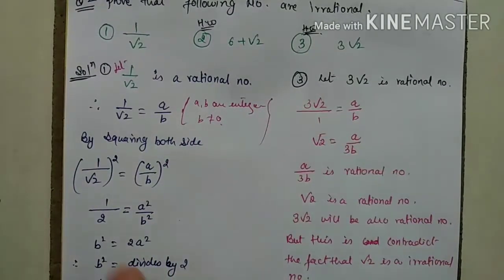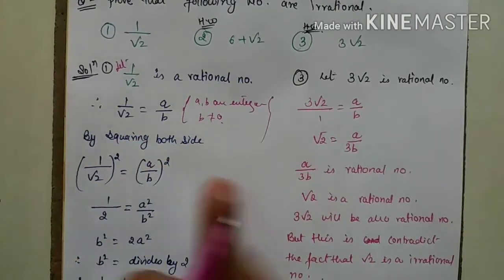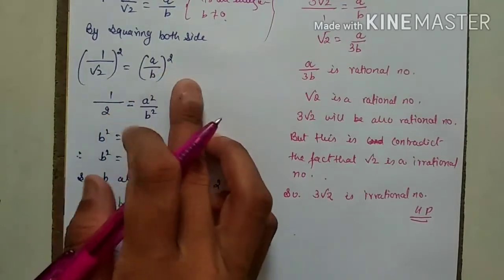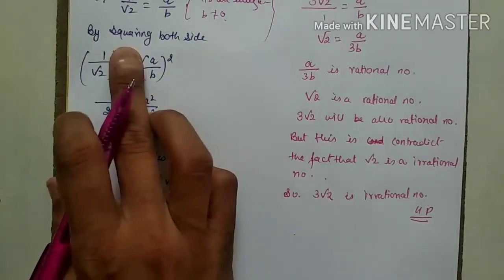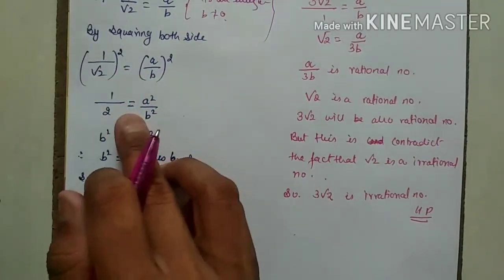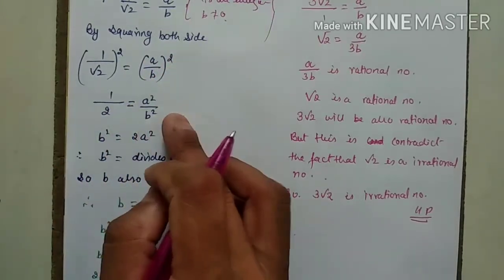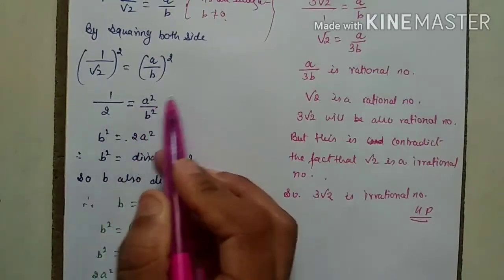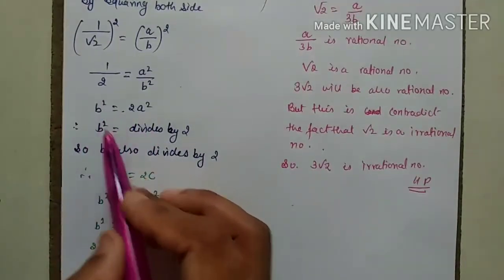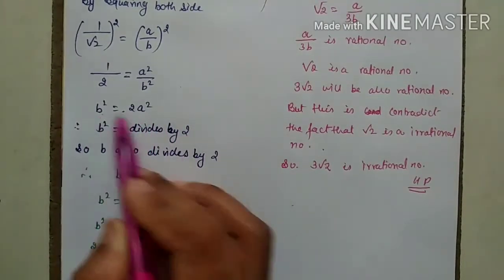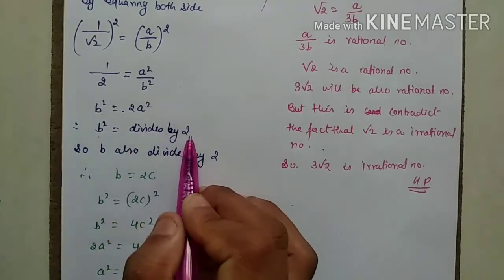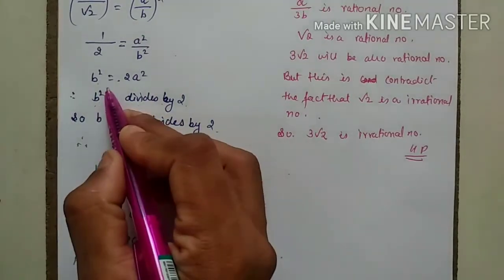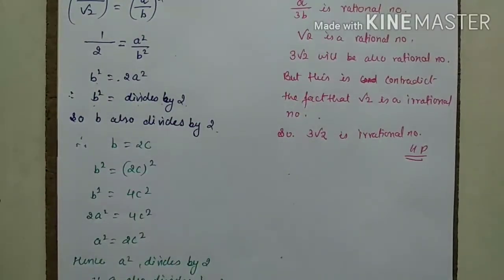Okay, you can write by squaring both sides. I am squaring both sides. What am I getting? 1 by root 2 whole squared equals a by b whole squared. After opening the bracket, 1 squared is 1, root 2 squared is 2, equals a squared over b squared. I can send these terms and multiply. b squared equals 2a squared. Because of this, you can see this 2 divides b squared. So you can write b squared is divisible by 2. Correct? So I can say b also is divisible by 2.